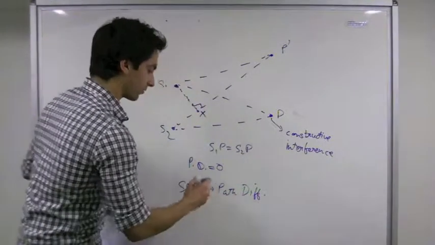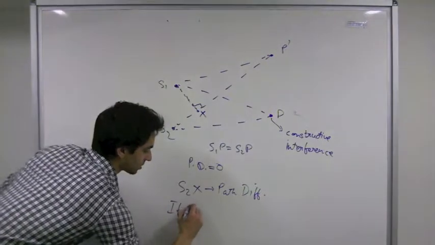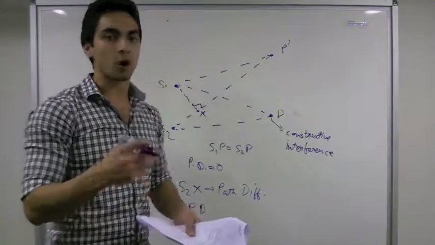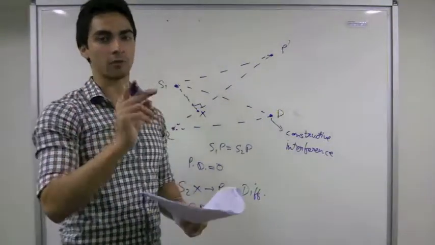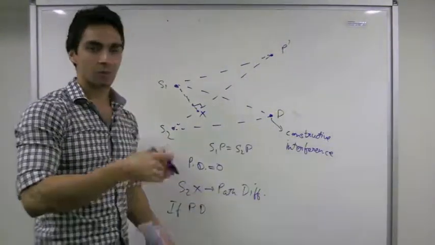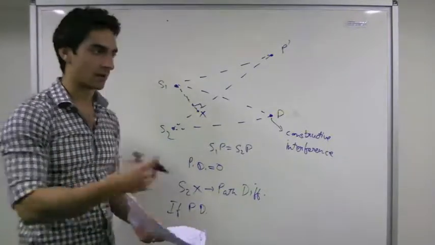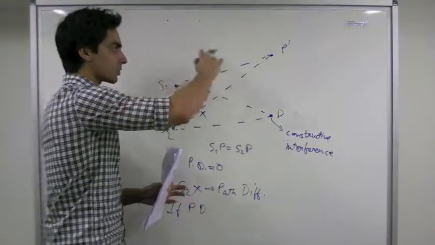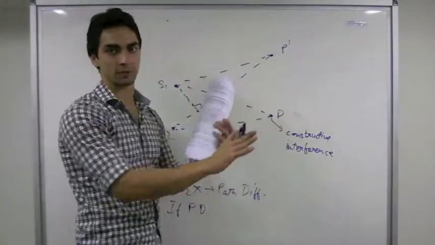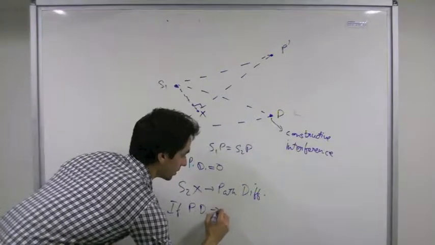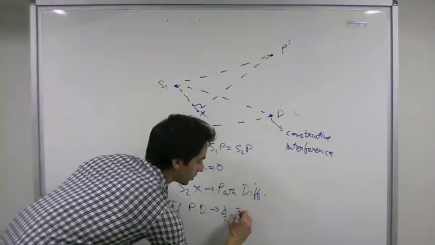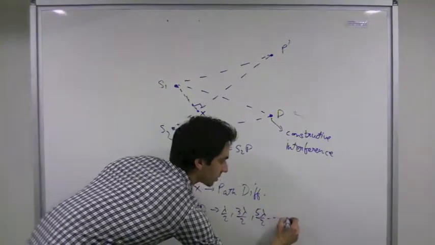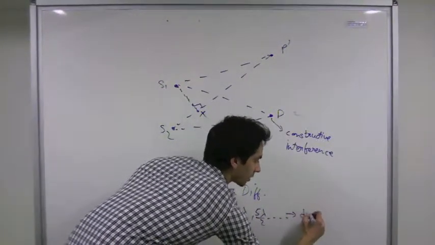So if the path difference is an odd multiple of half a wavelength, which means lambda over 2, 3 lambda over 2, 5 lambda over 2, that is when we would have destructive interference, because the crest of one wave would meet the trough of another wave. So this should be either lambda over 2, 3 lambda over 2, 5 lambda over 2, etc. This would give you destructive interference.